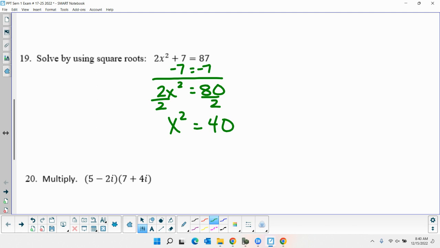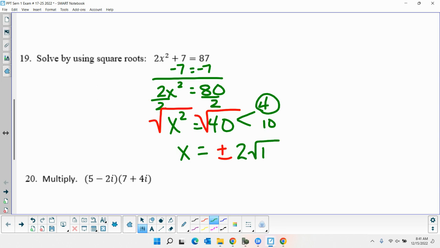Now, to turn that x squared to an x, I have to take the square root of both sides. Don't forget the plus or minus symbol when you do that step. When you take the square root of both sides, it's plus or minus when you're solving one of these equations. This is 4 times 10. What's the square root of 4? 2. So the 2 comes out front, and the 10 will stay underneath. There's no other perfect squares than 10.